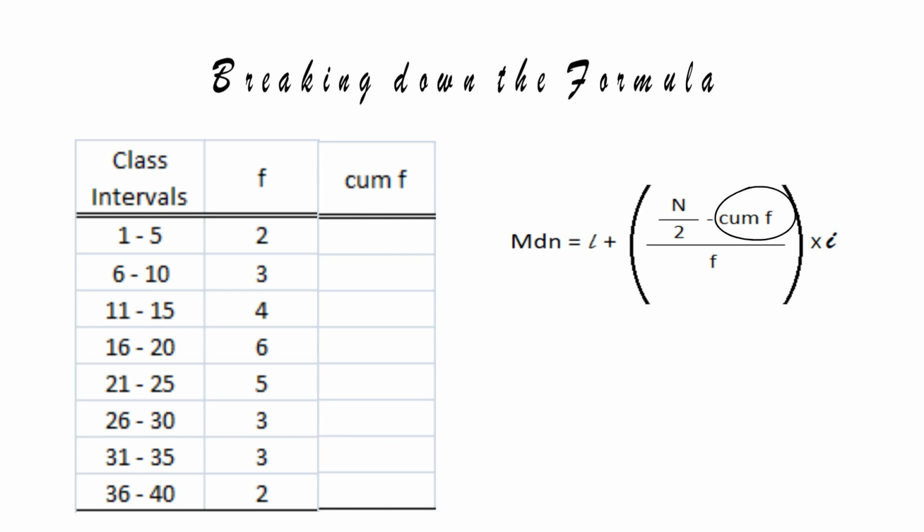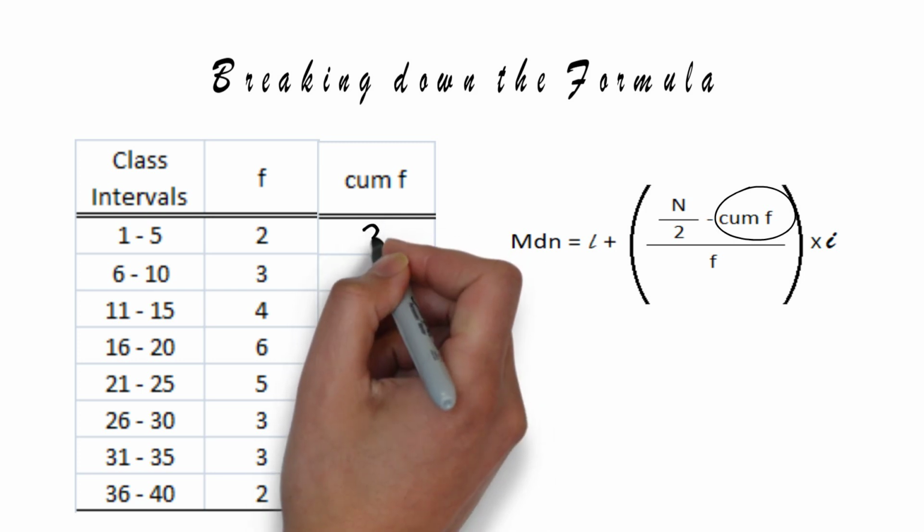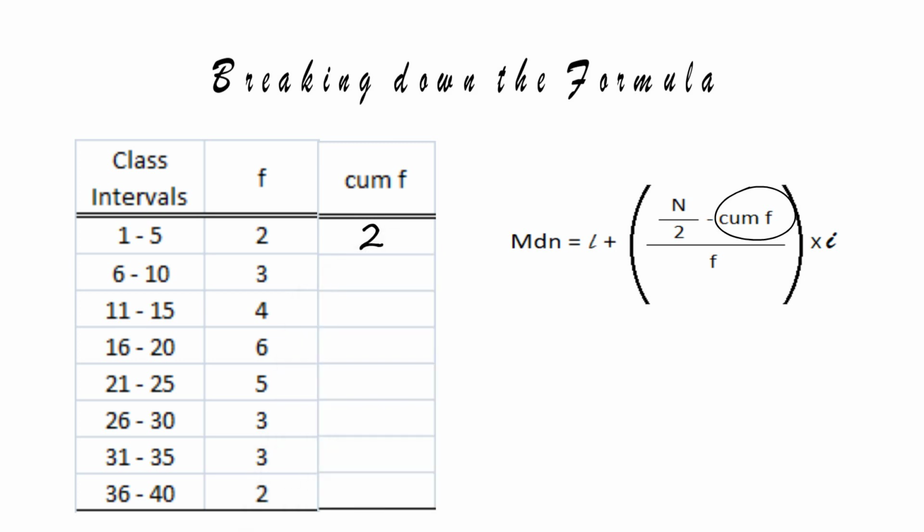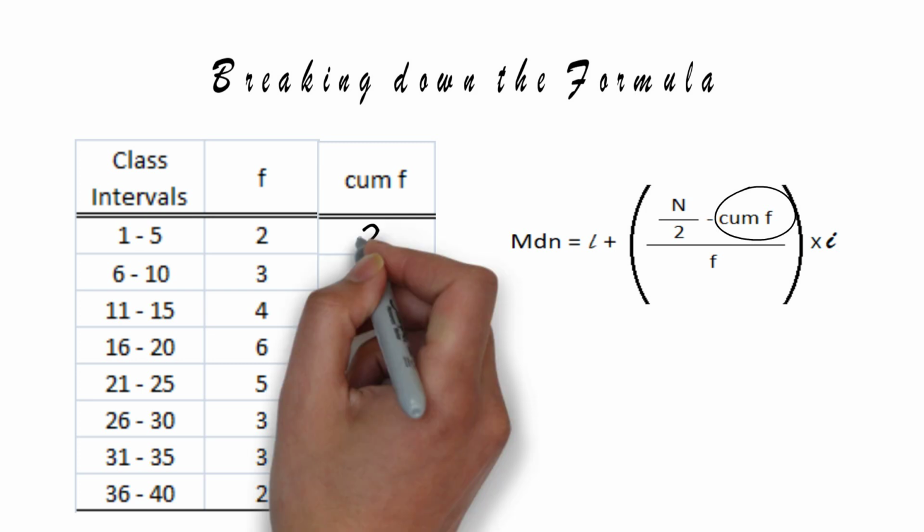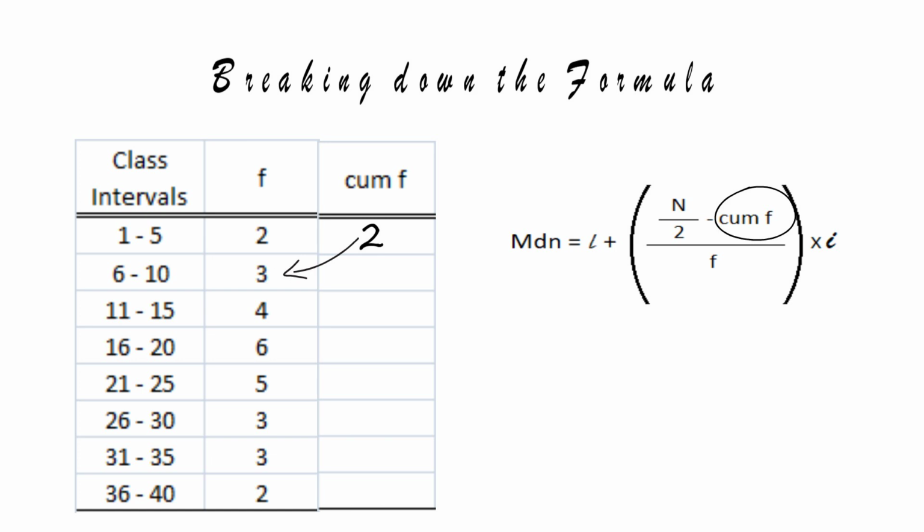First row, we will write the F as it is. F is 2 and we will enter 2 here under cumulative frequency column. Next, we have to add this with the frequency of the next class interval. 2 plus 3 gives us 5. Similarly, we will add 5 and 4 to get 9. Then 9 plus 6 to get 15. And so on till the last row.